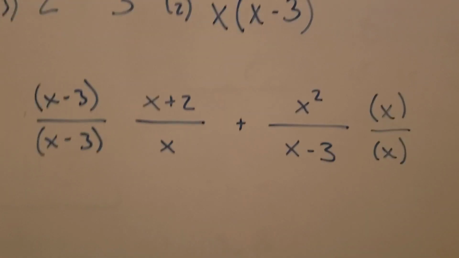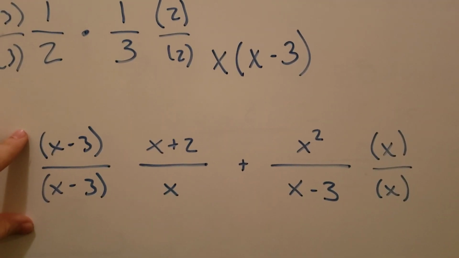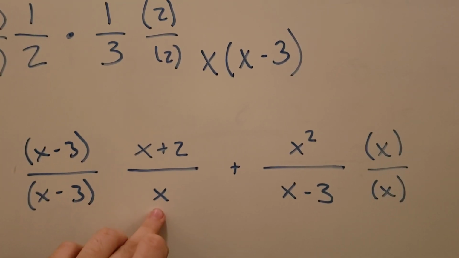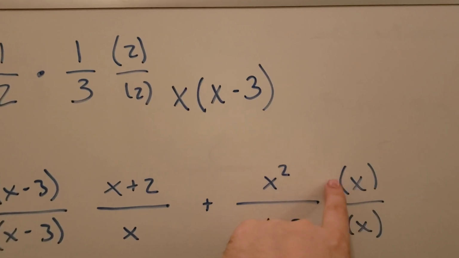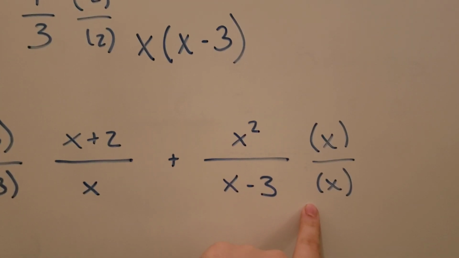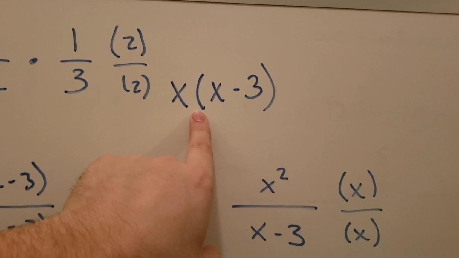I'm going to be multiplying this side by x minus 3 over x minus 3, which is 1, but that's going to make my denominator have my common denominator in it. And the same thing over here. I'm going to multiply this by x over x, which is 1, so I have the common denominator of x times x minus 3.